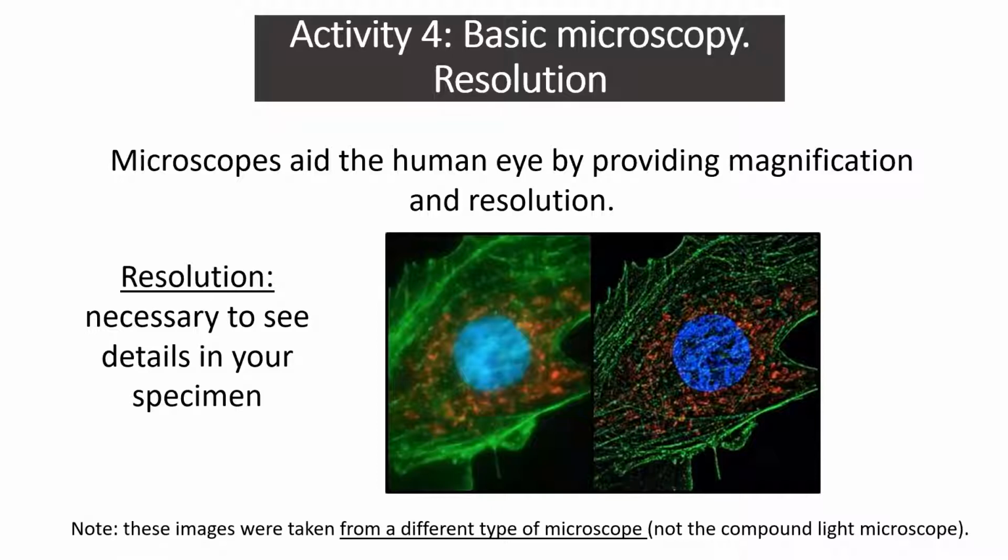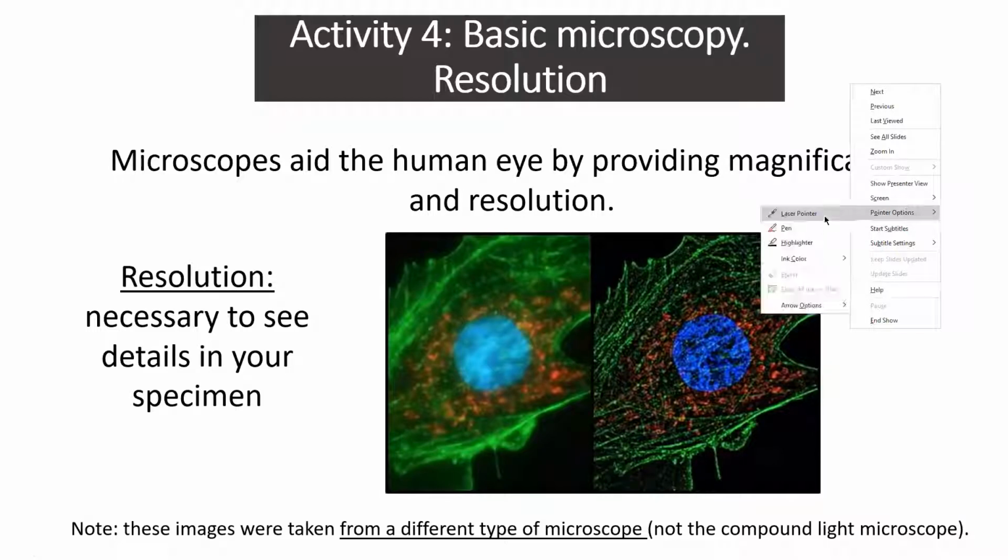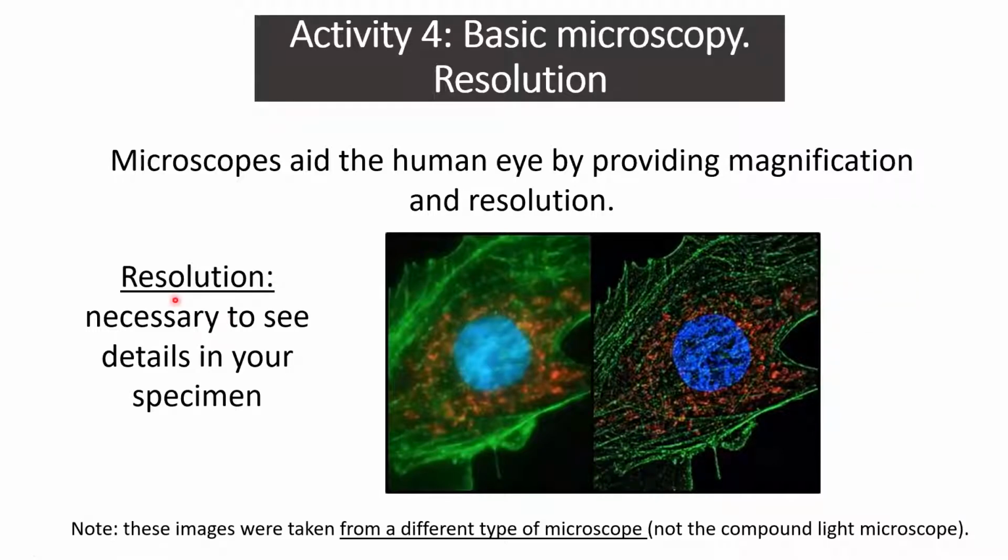But essentially, as you can see, this is very magnified. We would never be able to see this structure. This is probably a DAPI stain in the center, so the nucleus, or nuclear material, is stained here. We would never be able to see this with our naked eye, we would need a microscope. And then you can also see how much resolution we get. This is very out of focus, and this is a nice focused image. So resolution is necessary to see details in your specimen.